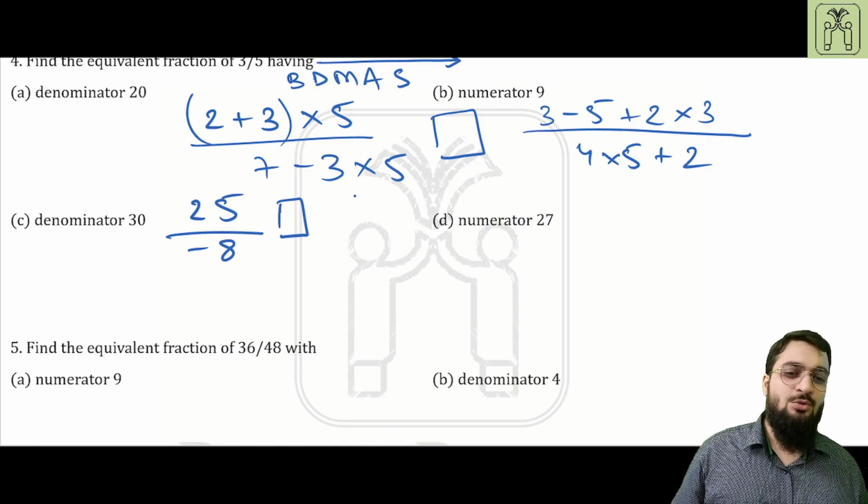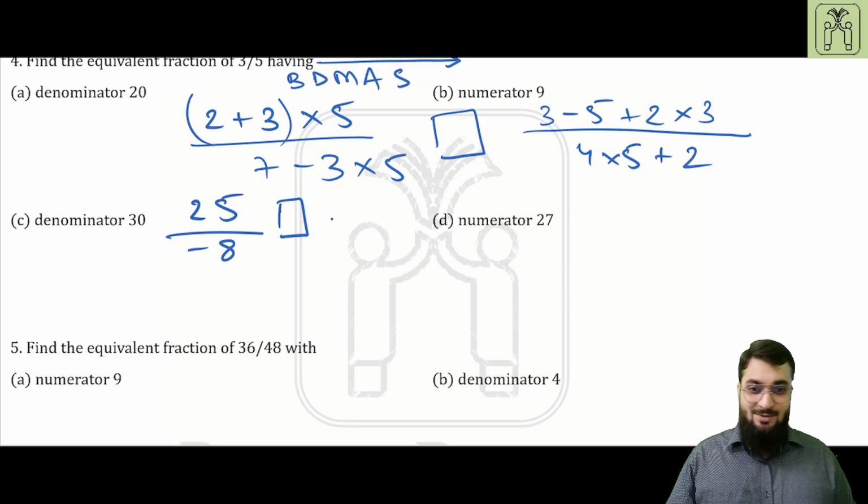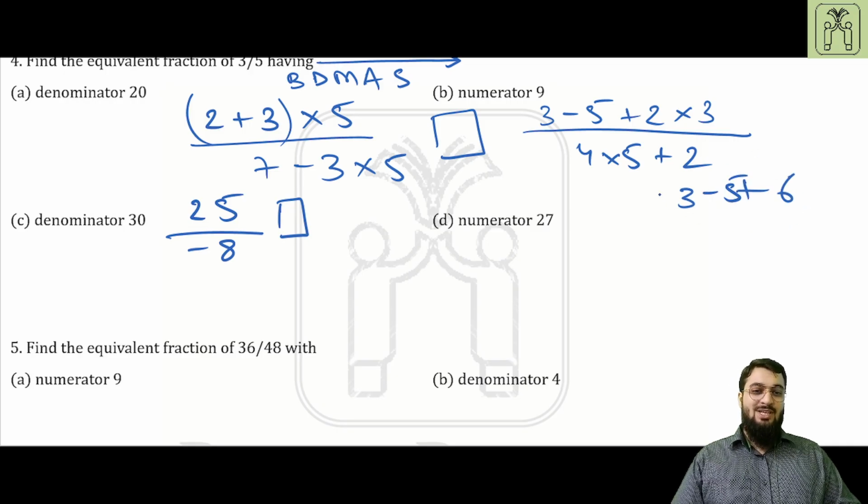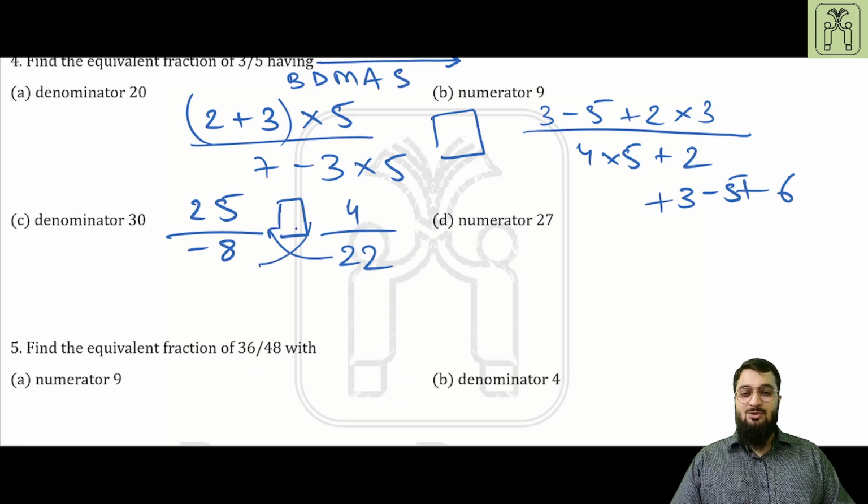that will give us 2 into 3 is equal to 6, and I will write it over here, 3 minus 5 plus 2 into 3 is equal to 6. So 3 is having no sign, that is it is positive. So 6 plus 3 is equal to 9, and 9 minus 5 will give you 4. And then 4 into 5 is 20, plus 2 is equal to 22. And then you will take this over here and this over here as the cross multiplication.